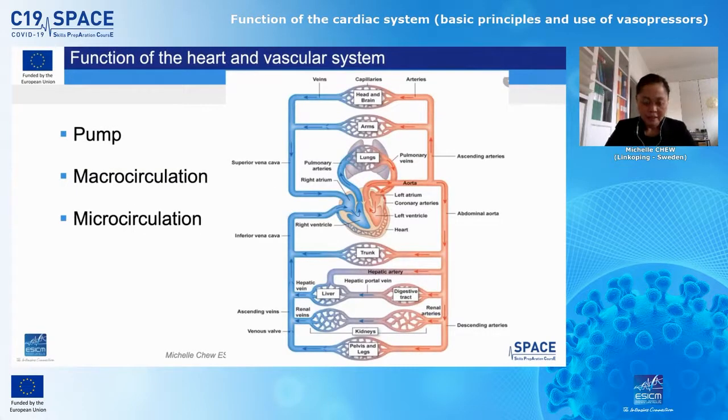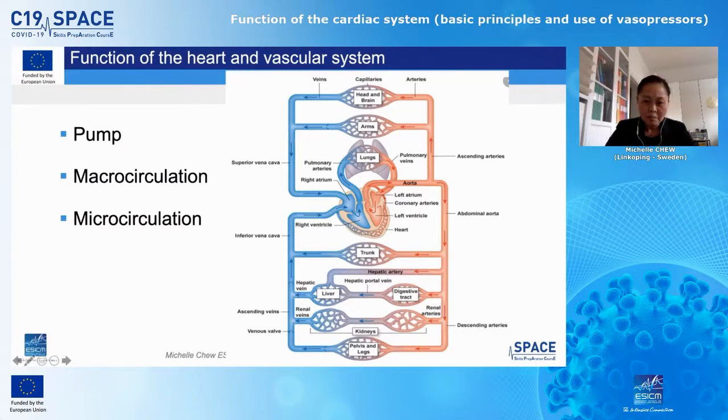So, the cardiovascular system is commonly thought of as a pump, with the left heart pumping oxygenated blood out to the aorta and the large vessels here. This is what we call the macrocirculation. The blood then reaches this fine capillary network where oxygen is downloaded to the tissues. The microcirculation will not be considered in today's lecture.